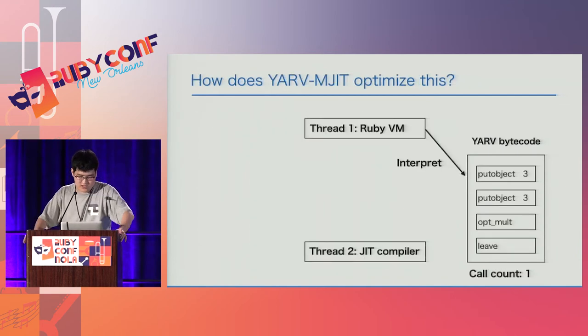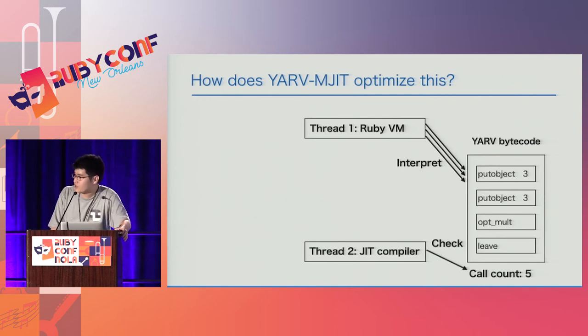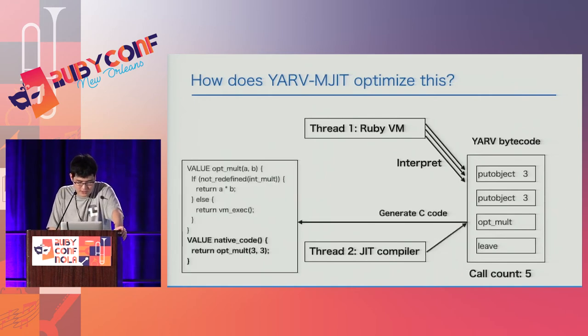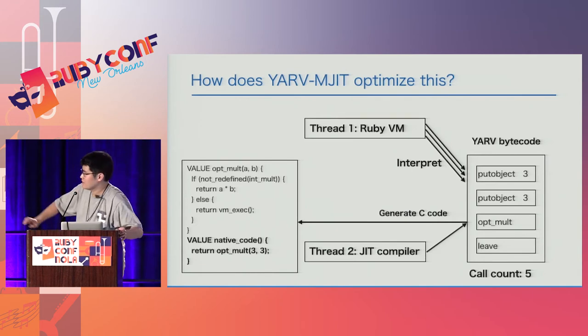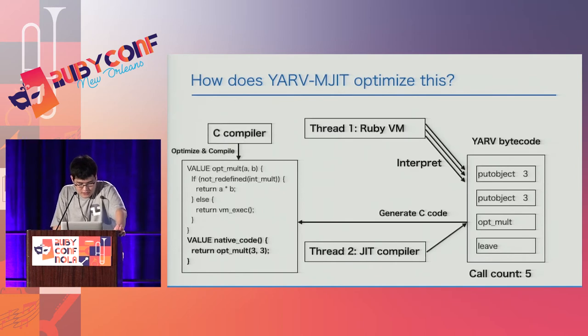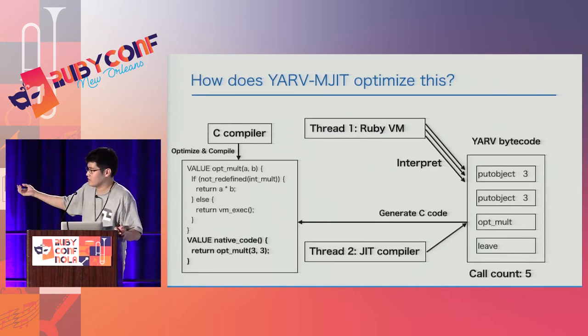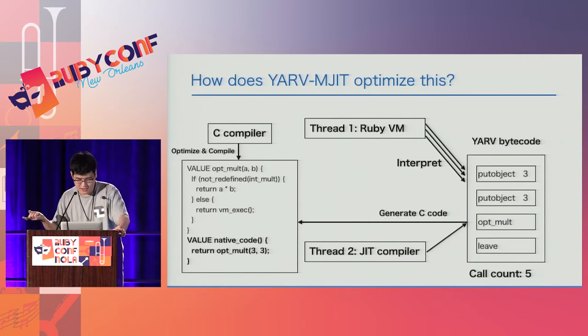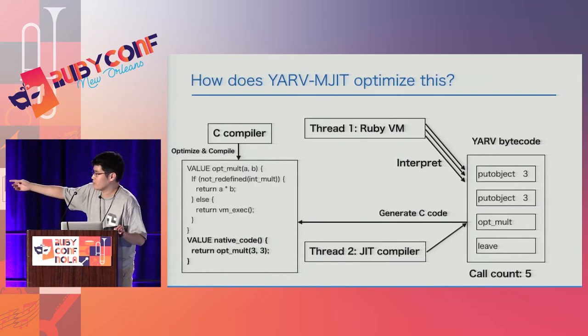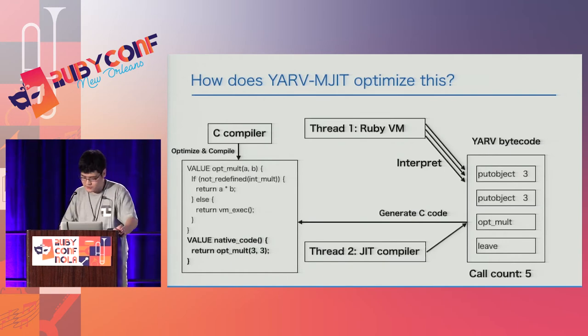But in YARV-MJIT, during its interpretation, the JIT compiler checks the call count and generates C code like this. Probably it's hard to see, but it just calls optimized mult with three and three as arguments. Also, the important thing is that it has the definition of optimized mult, for inlining in the future, because I learned inlining is important in LLVM. I made sure that it's inlined in this version.